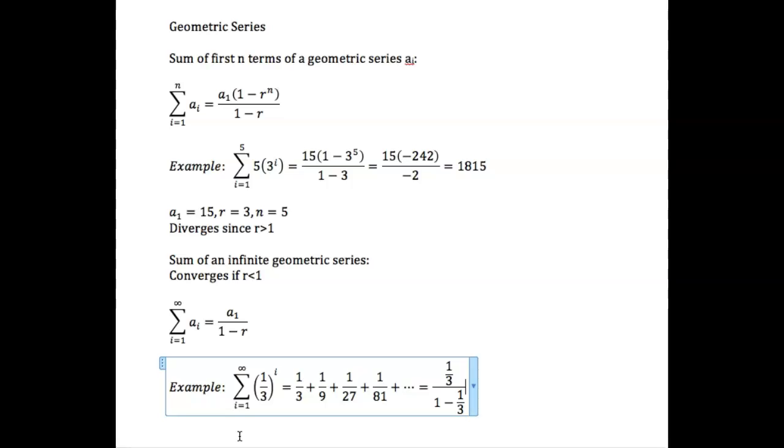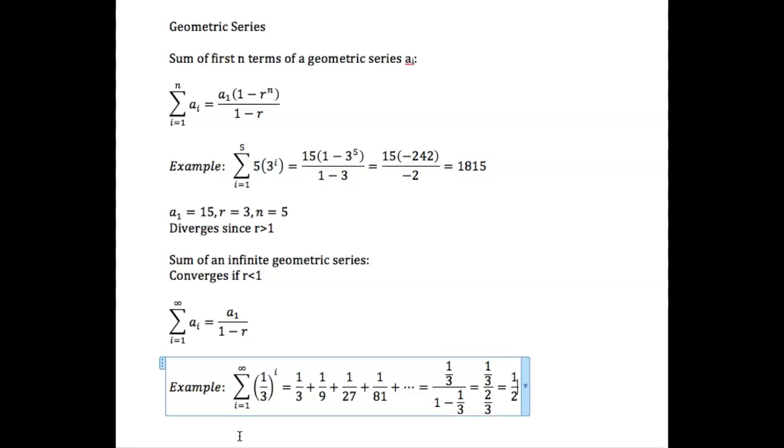Well, we can't leave it like that. We don't want the complex fraction there. We got to simplify. 1 minus 1/3, I can do that one. That's 2/3. Okay, that's only slightly better. We can simplify that some more. Think of multiplying by the reciprocal, and we end up with a grand total of 1/2.